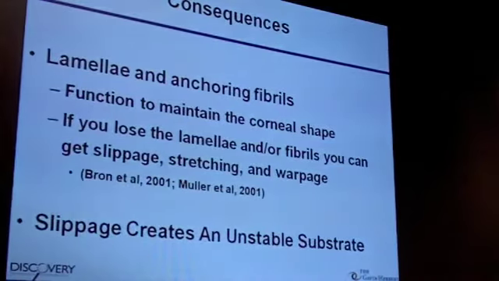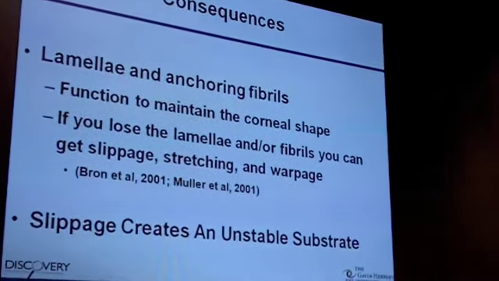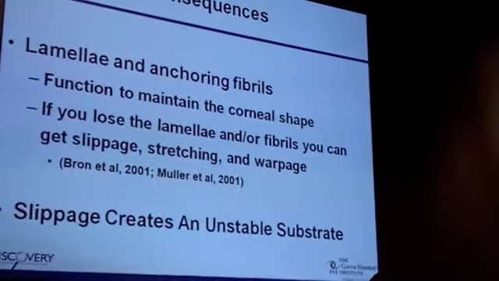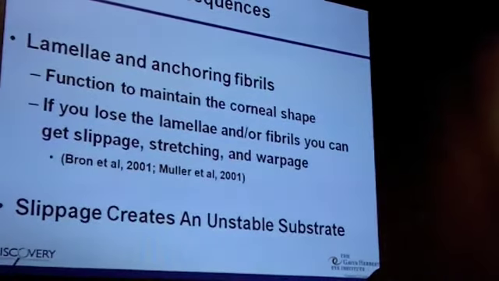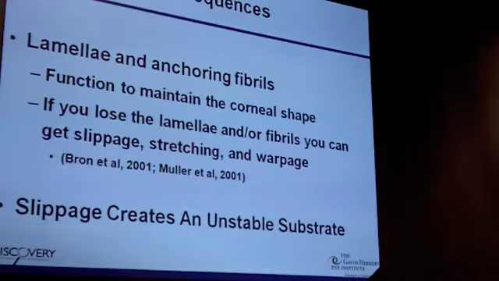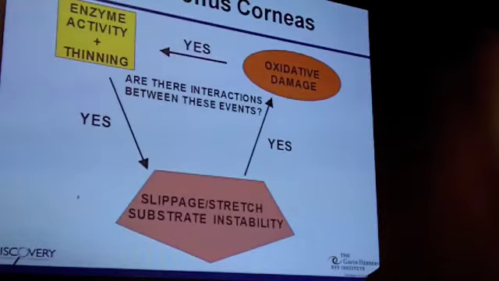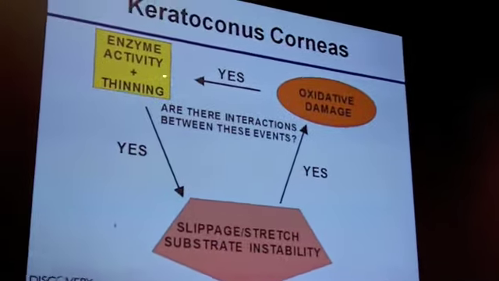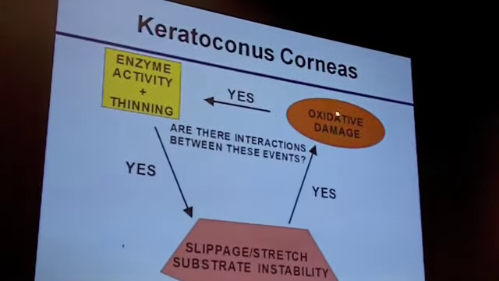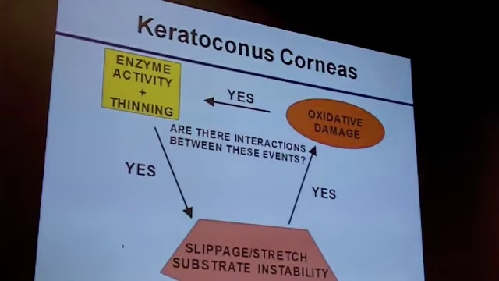Because the function of the lamellae and the anchoring fibrils is to maintain corneal shape. If you lose the lamellae or the fibrils, you can get slippage, stretching, and warpage, and this creates an unstable matrix. So, in my view, here's the keratoconus. Here you have increased activity, you have oxidative damage, and you have substrate instability.